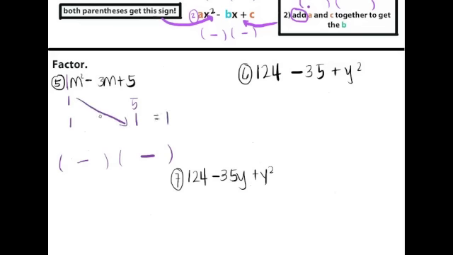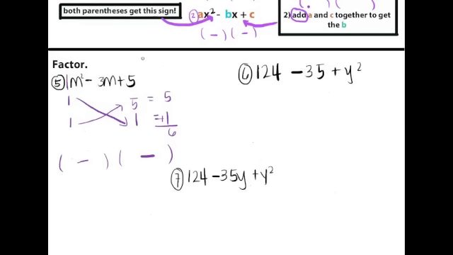1 times 1 is 1. 1 times 5 is 5. And because this back sign's a plus, I'm adding to get the middle number. But I got 6. And these are the only factors for 1 and the only factors for 5.